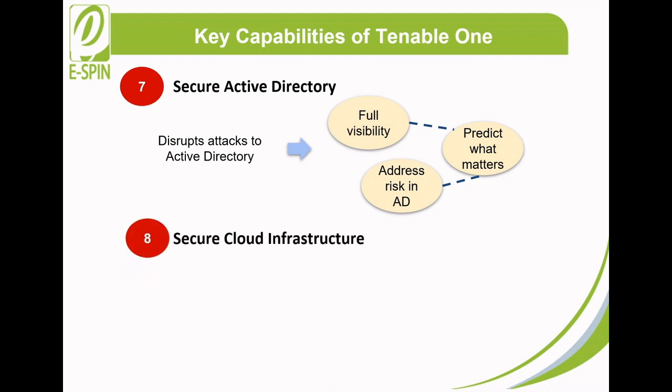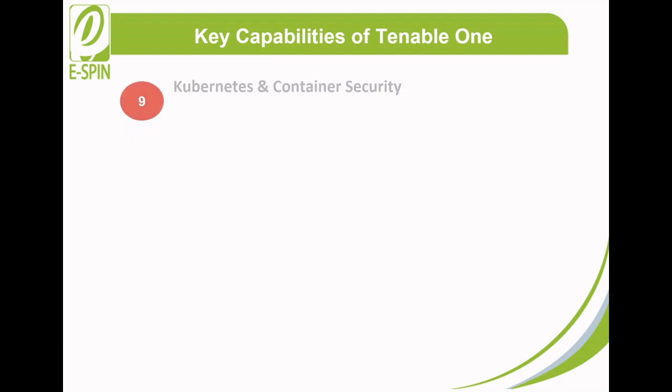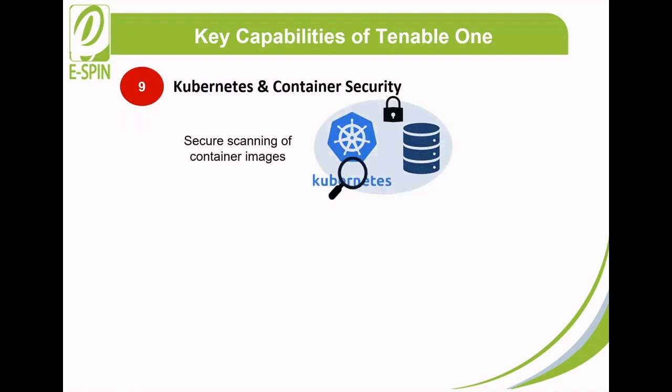Secure Cloud Infrastructure. With Tenable One, you can obtain complete and continuous visibility and remediations of exposures across all cloud resources and assets. Kubernetes and container security. Tenable One lets you perform secure scanning of container images without sending images outside of an organization's network.